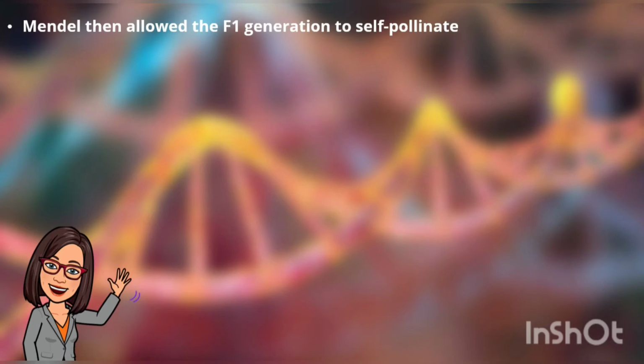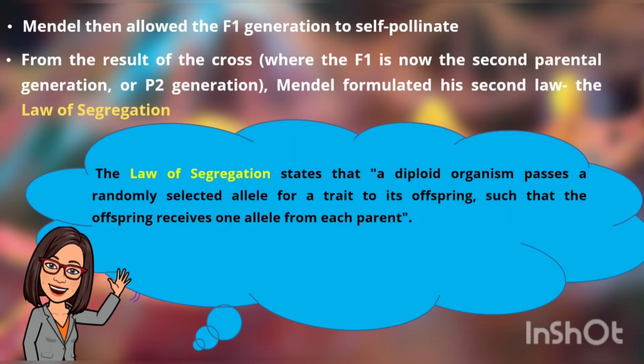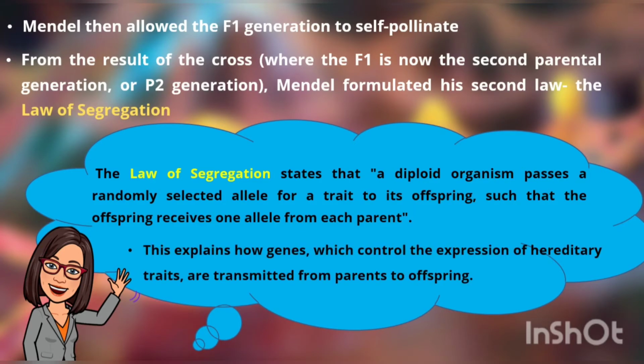Mendel then allowed the F1 generation to self-pollinate. From the result of the cross, where the F1 is now the second parental generation or P2 generation, Mendel formulated his second law, the Law of Segregation. The Law of Segregation states that a diploid organism passes a randomly selected allele for a trait to its offspring, such that the offspring receives one allele from each parent. This explains how genes, which control the expression of hereditary traits, are transmitted from parents to offspring.